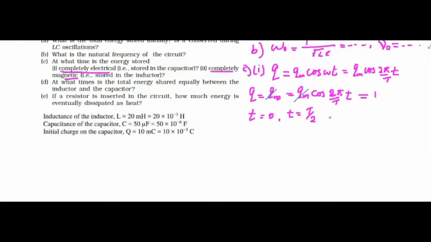Minus 1 indicates that the capacitor is completely charged with the opposite polarity. Anyway, the charge is complete, so the capacitor is completely charged. Next we can take t equal to T. Then you will get cos 2π, and cos 2π is again 1. So these are the values of t for which the capacitor is completely charged, so that the energy is completely electric.